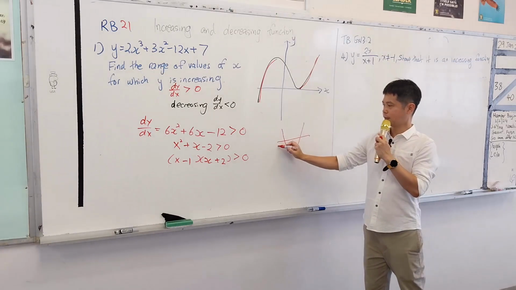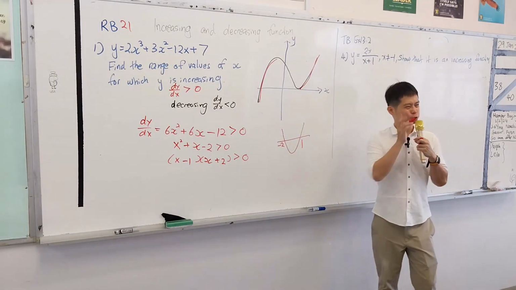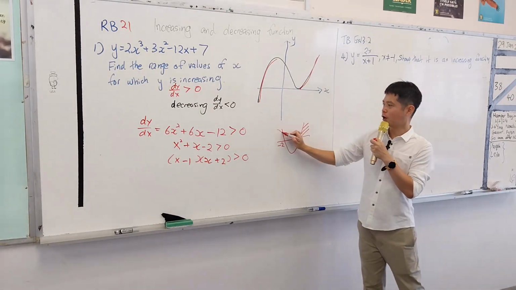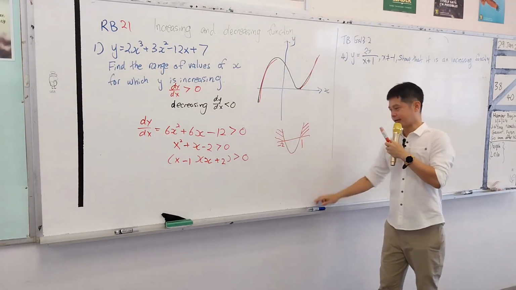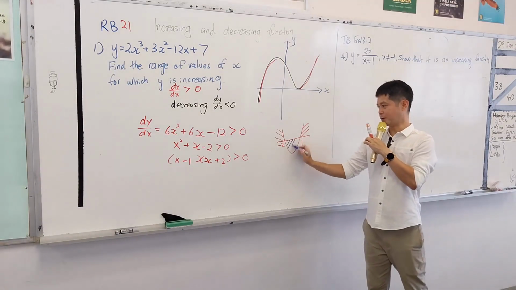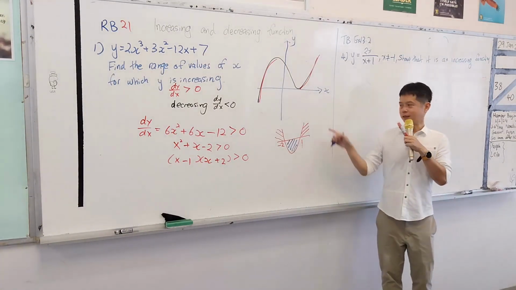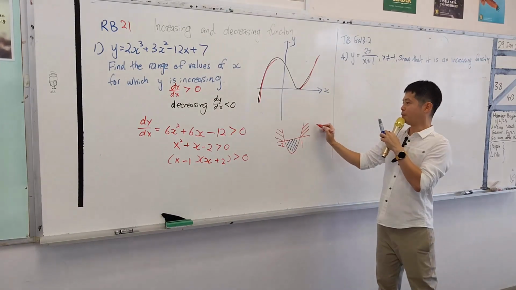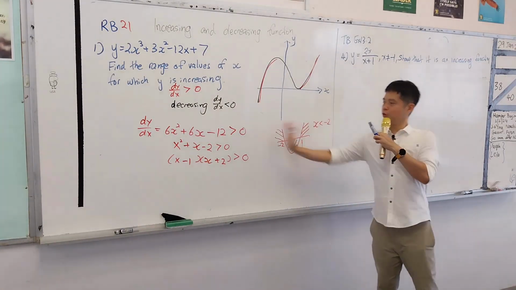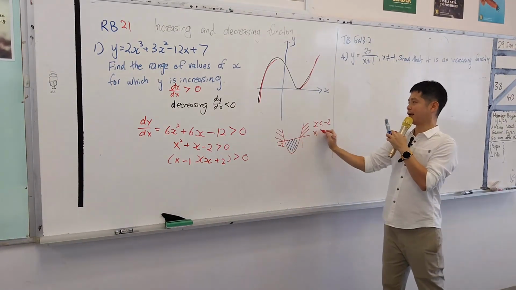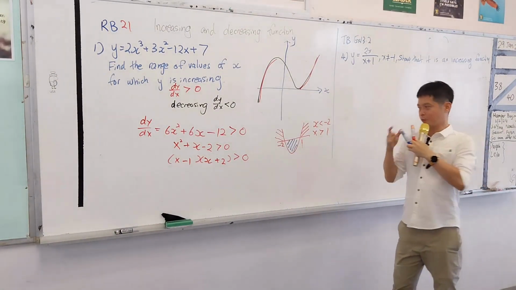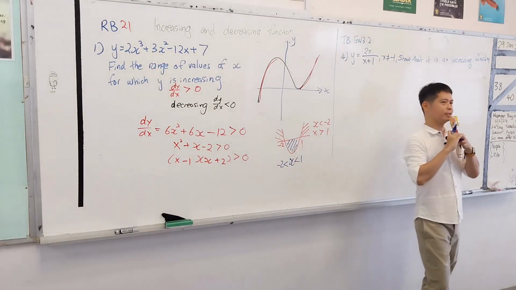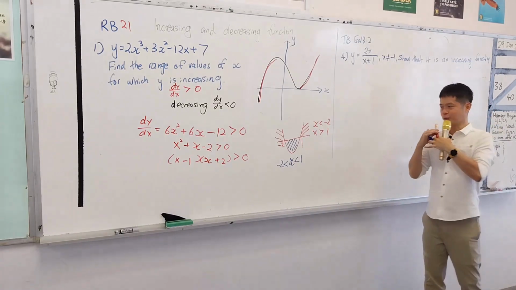What are these two numbers? Negative 2 and 1, right? There are only 2 types. The first type is the top part and the second type is the bottom part. Which one is it? For the top part, the answer will be x less than negative 2 or x greater than 1. The bottom part will be x between negative 2 and 1. There are only 2 types. Why is it that after 1 whole year you are still struggling?